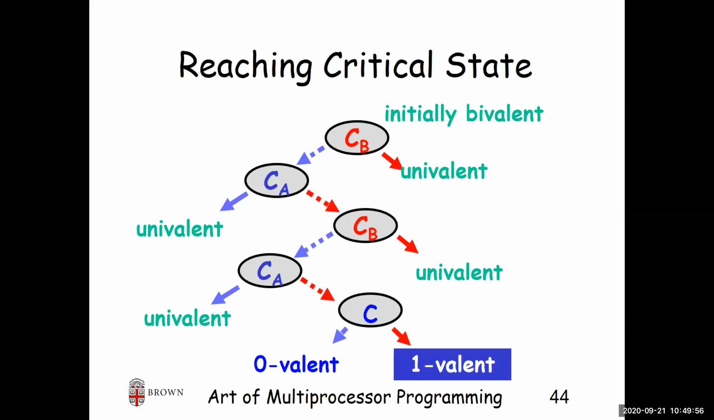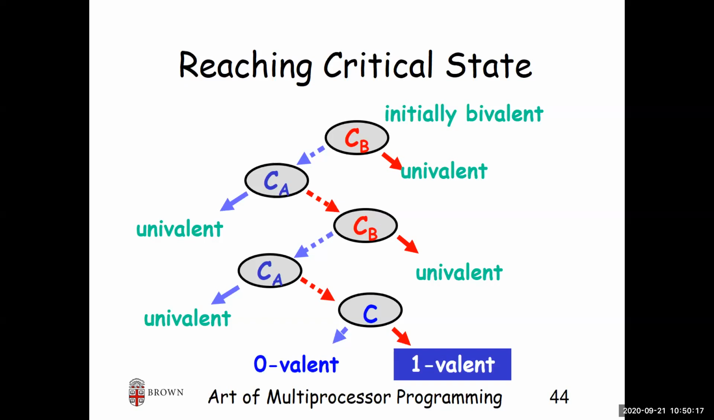Okay, so if we start with a bivalent state, we're not sure what the outcome is. We're searching for a way to a wait-free implementation that gets us to that 1 or 0. Do you follow? Yeah, that makes sense.